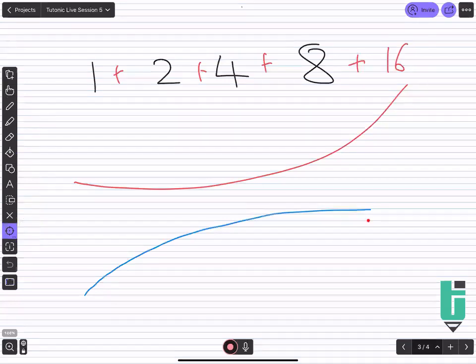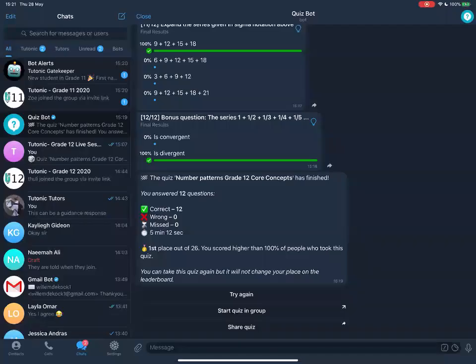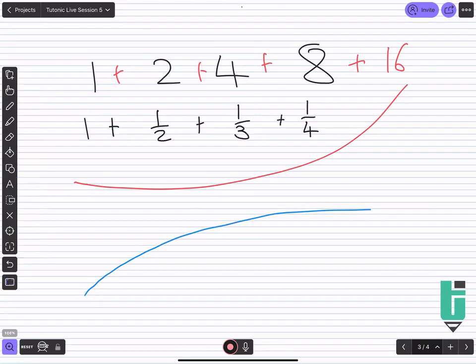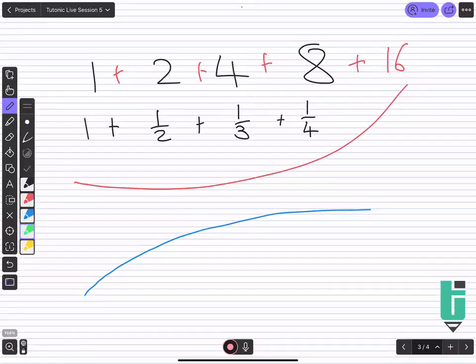Okay. But now, this question asks you 1 plus a half plus a third plus a quarter plus a fifth. So what does this look like to you? What type of sequence does it look like? It looks like it's getting smaller, right? Do you guys agree? But it's actually not. And this is the funny thing about this sequence. It's called the harmonic sequence, and you can read about it in your own time. The harmonic series is named after the piano, I think.